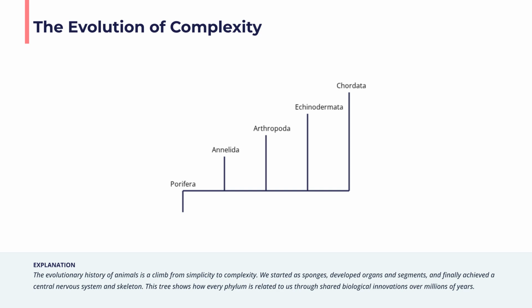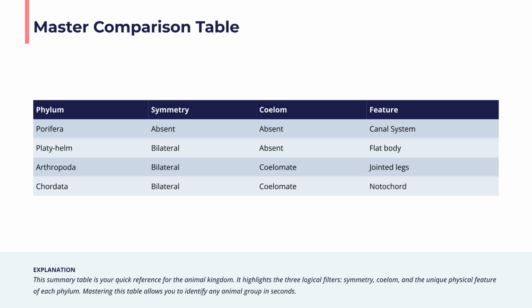This tree demonstrates how every phylum is related through shared biological innovations over millions of years. This master comparison table is a quick reference, highlighting the key differences in symmetry, coelom, and the unique physical features of each major animal phylum.